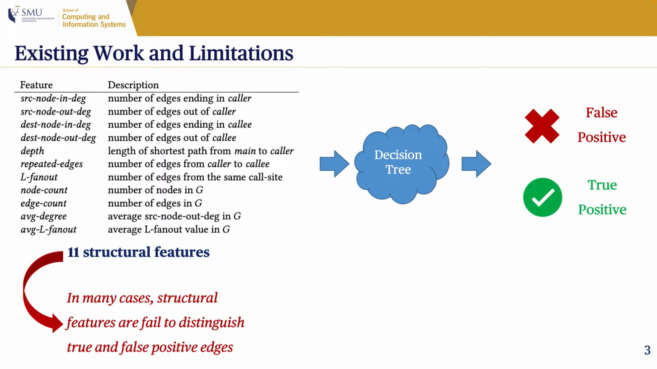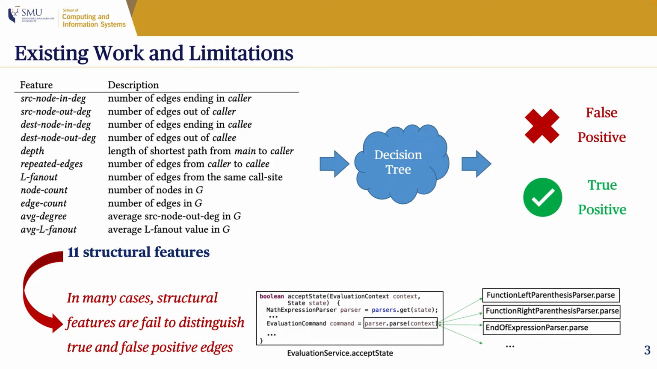However, we found that structural features in many cases fail to distinguish true and false positive edges in a call graph. For example, we can see the functions from the accept state in the slide. These functions share the same characteristics: they have a caller, that is the accept state, containing many out edges. This pattern is suspicious to ESEC. As a result, ESEC will automatically remove all function calls from the accept state, including the true positive ones.